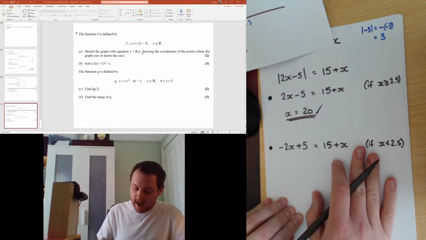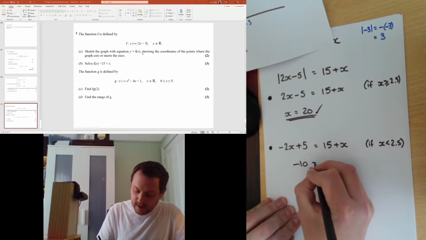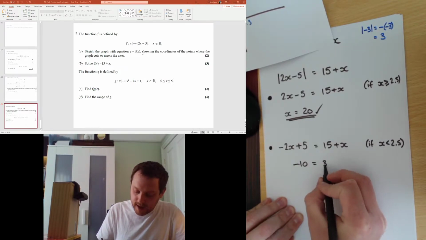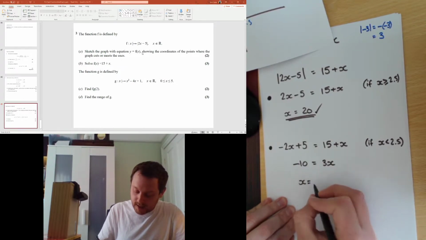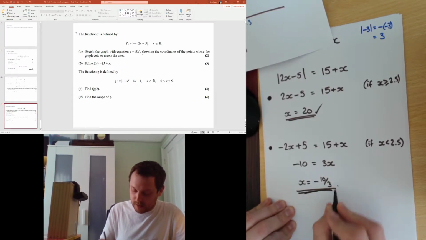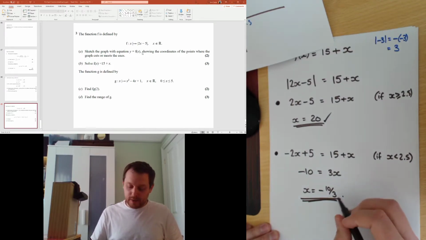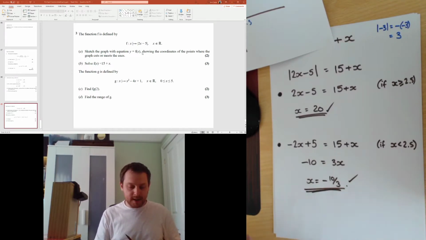So I'm going to add 2x and take away 15. So minus 10 is 3x. So I get x is minus 10 over 3. And that is less than 2.5. So I'm prepared to give that a tick.